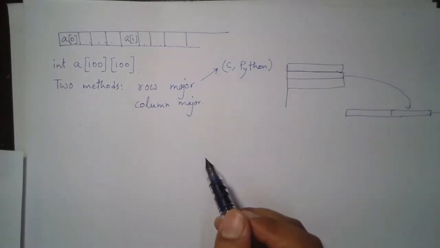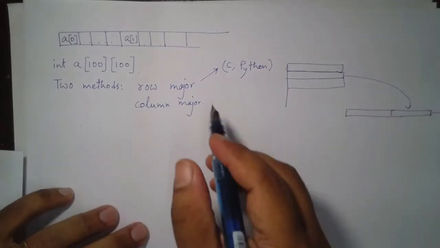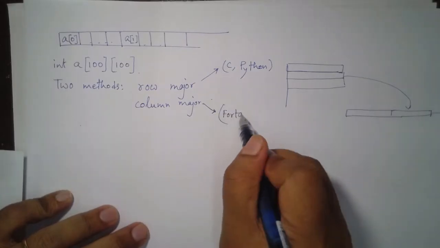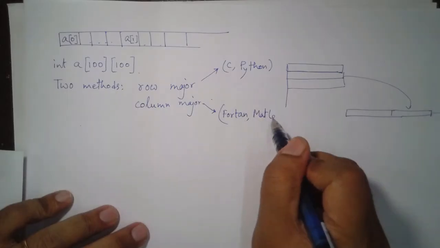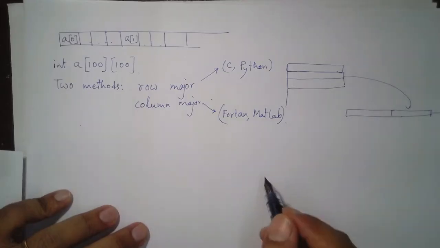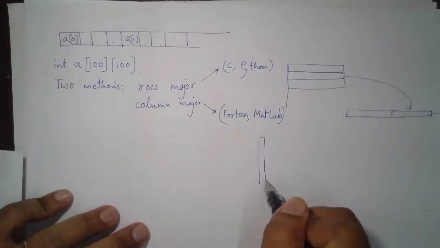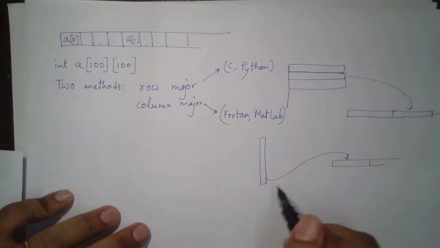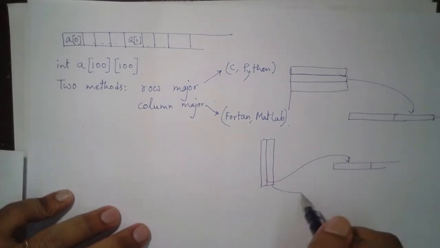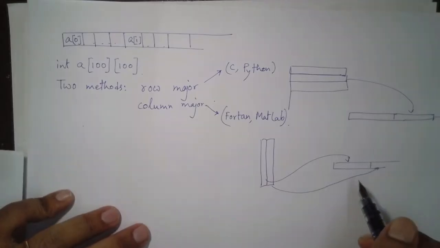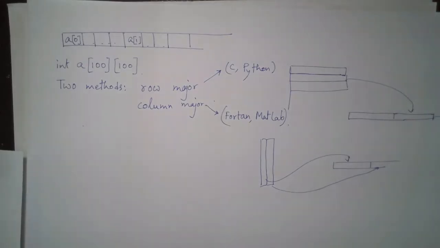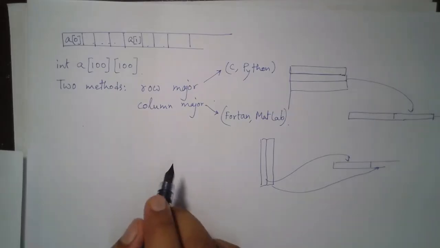Now, in case of column major, languages like MATLAB and Fortran use column major. In this case, you will read the first column, that will be stored in your array, followed by the second column, which goes into the next, and so on. So, basically you store the first column in a 1D array, followed by the second column and so on. These are a few things which we should be aware of, as these are defined by your ISA.